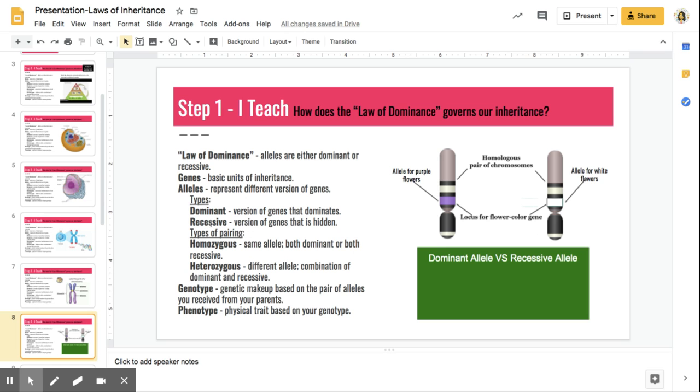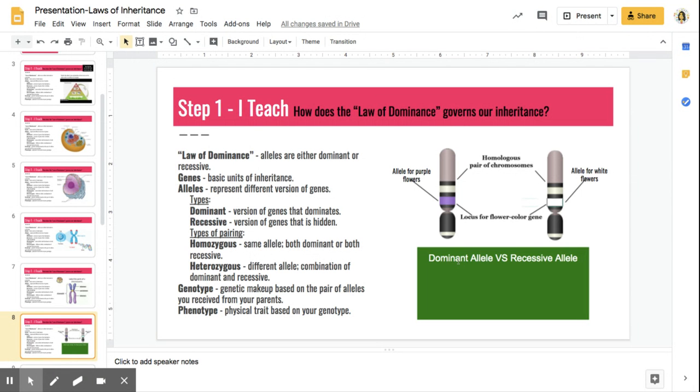We have dominant and recessive. Dominant is the version of genes or the allele that dominates, while recessive is the version of genes that is hidden. So remember, the law of dominance states that alleles are either dominant or recessive. So that is the one being dictated by the types of alleles.